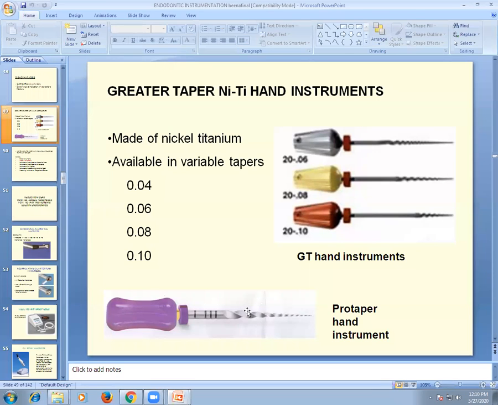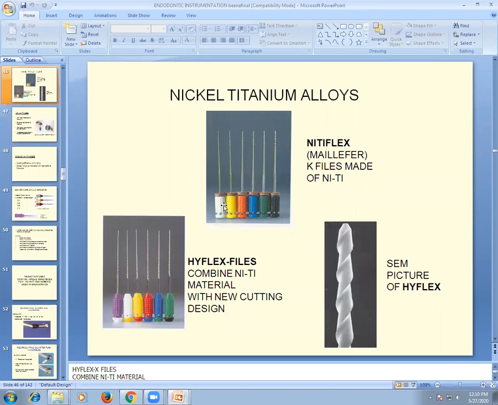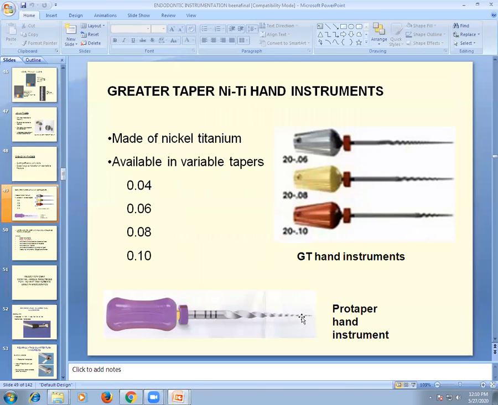You can see the bulk of the file. It's a little thicker than these files. Can you see the thickness of these files and the thickness of this file? So these come in different tapers: 4, 6, 8, and 10%. If you ask me why this is 0.04, this is in percent of 100%, it is 4% taper. Of 100%, it is 6%, and so on. 4, 6, 8, and 10. This is a ProTaper.